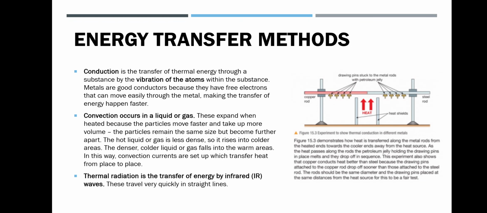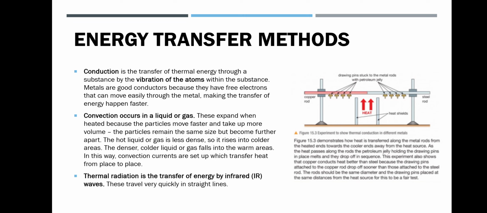Next up we have energy transfer methods. Now there are three energy transfer methods. The first one is conduction, which is the transfer of thermal energy through a substance by the vibration of atoms within the substance. Now what happens is that metals, as we know, are good conductors. Why? Because they have free electrons that can move easily through the metal, making the transfer of energy happen faster. So this is the conduction. Basically, where electrons are free to move, the conduction transfers thermal energy faster.